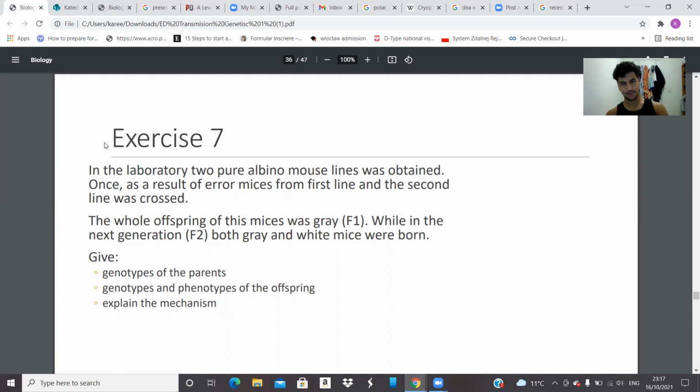In the laboratory, 2 pure albino mouse lines were obtained. Once, as a result of an error, mice from the first line and second line were crossed. The whole offspring of the mice was gray. So F1 were all gray, while in the next generation, they had both gray and white. So that's 2 phenotypes. Straight away, eliminate dominant epistasis and recessive epistasis. It's either duplicate recessive, duplicate dominant, or dominant and recessive. Now we need to figure out which one.